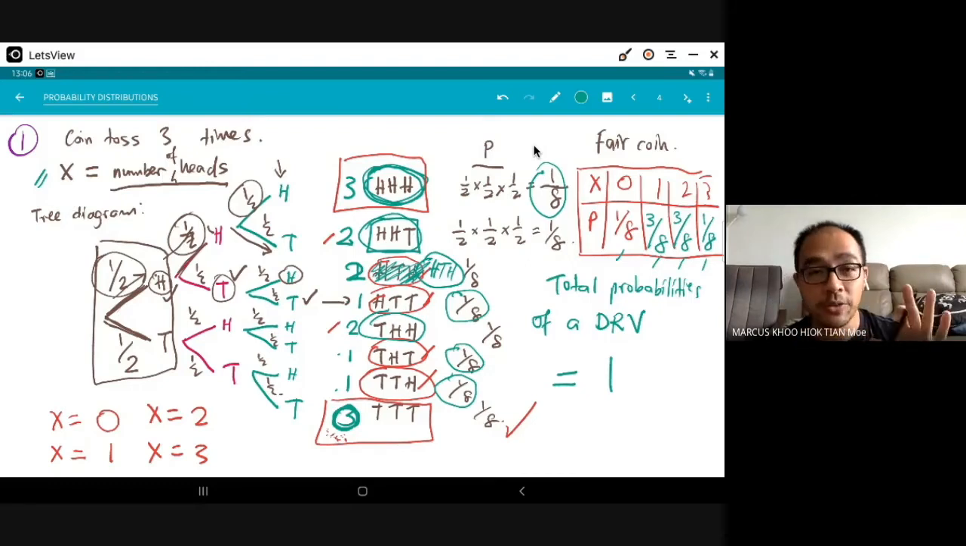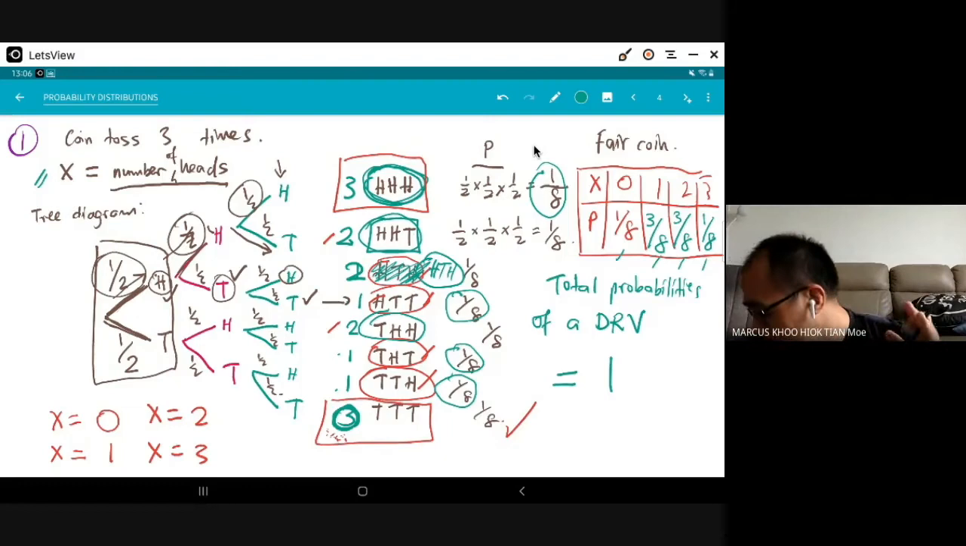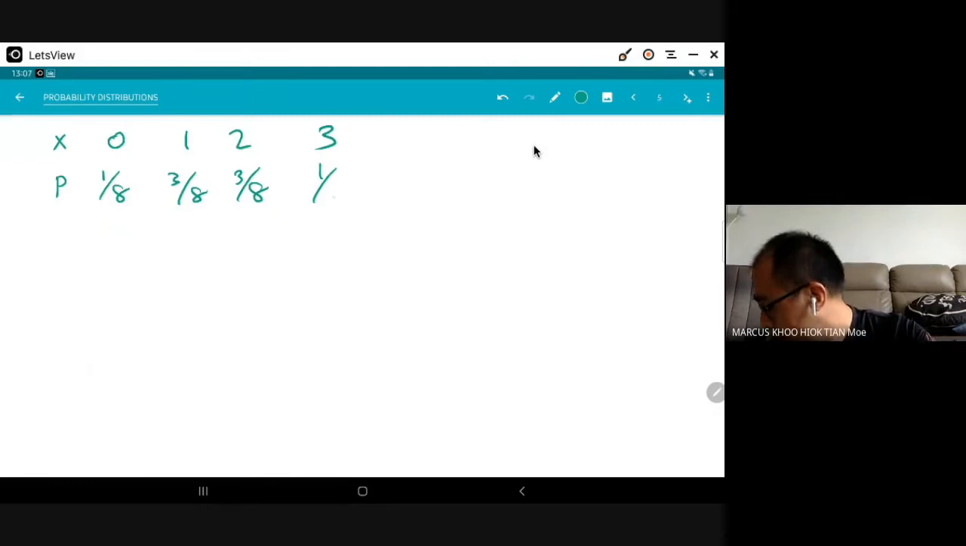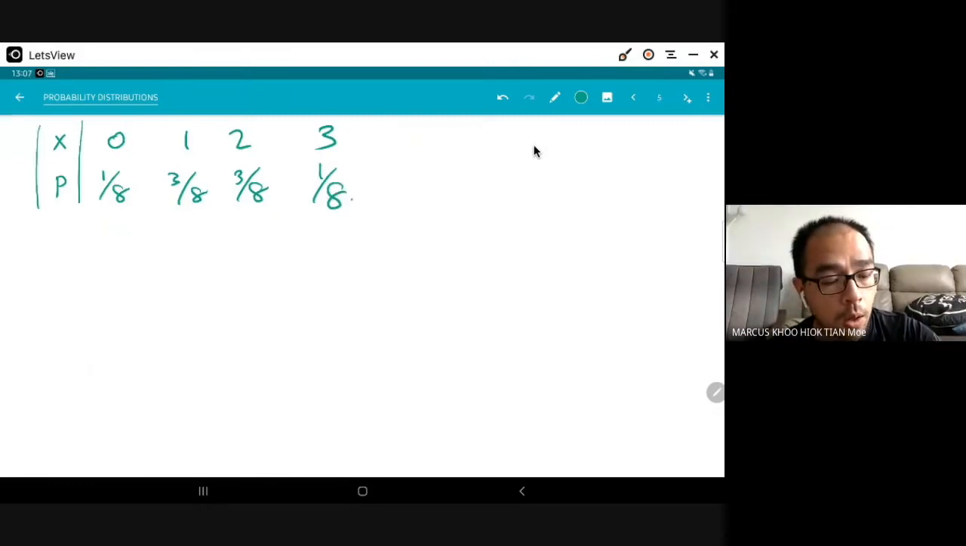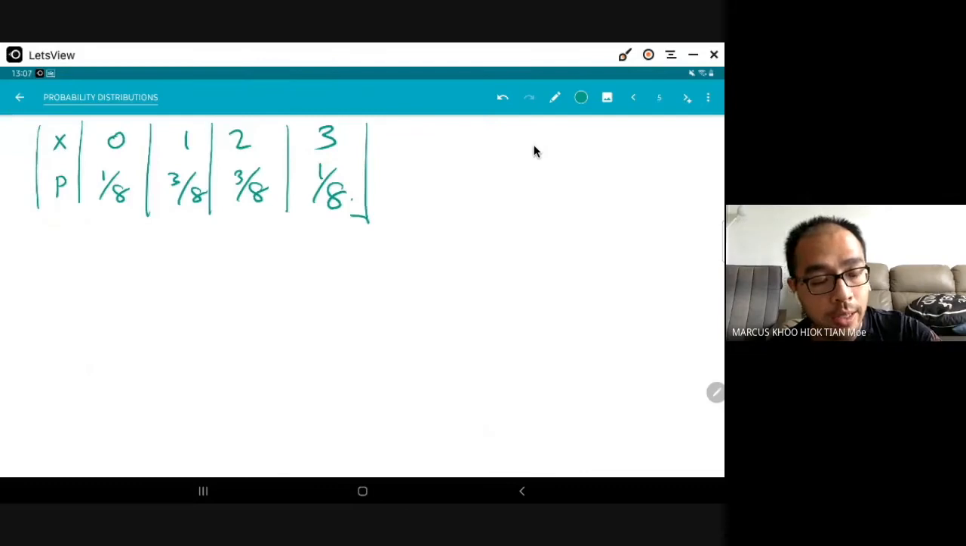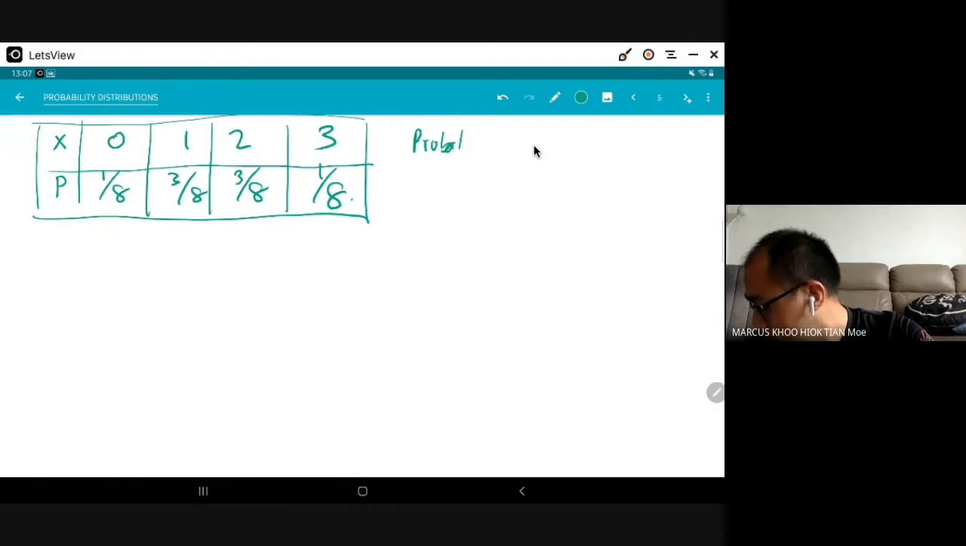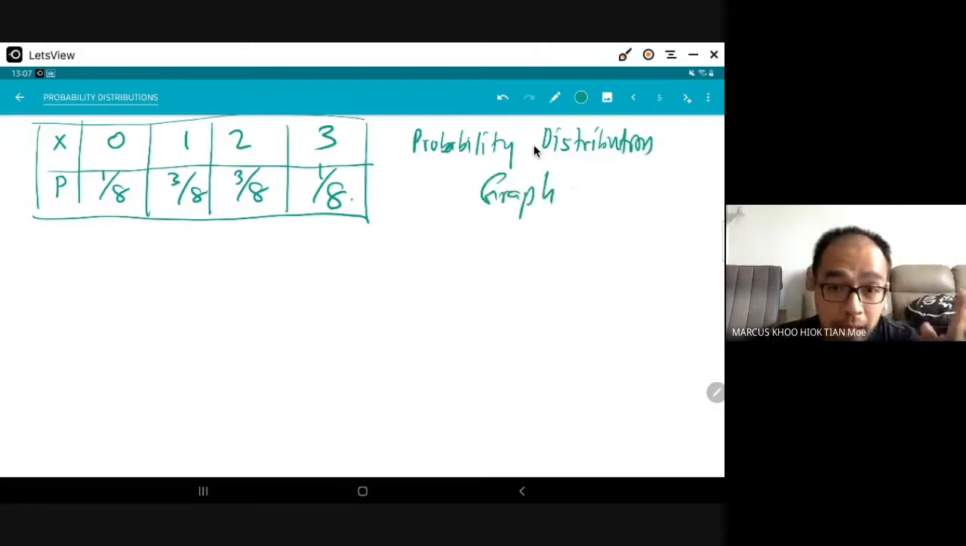Sorry, I need to carry on to this. What I want you now to do is turn to page 63. We're going to use this table. So I'm going to rewrite this again. X and P: 0, 1, 2, 3. The probability is 1 over 8, 3 over 8, 3 over 8, and 1 over 8. So what we can do now with this is draw a probability distribution graph. And this is my main purpose for today.